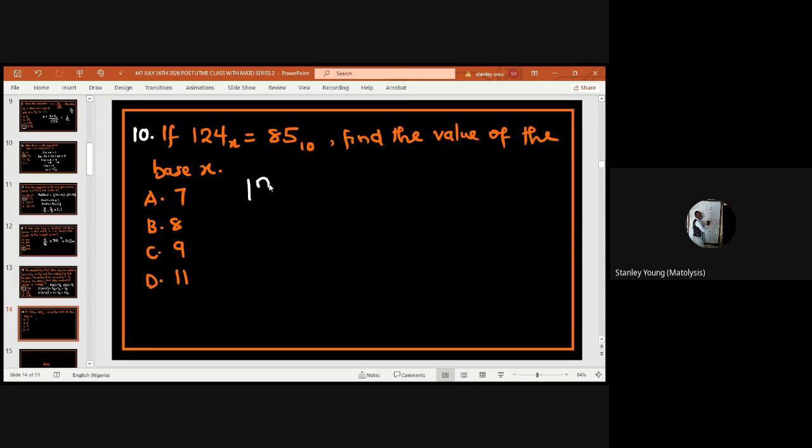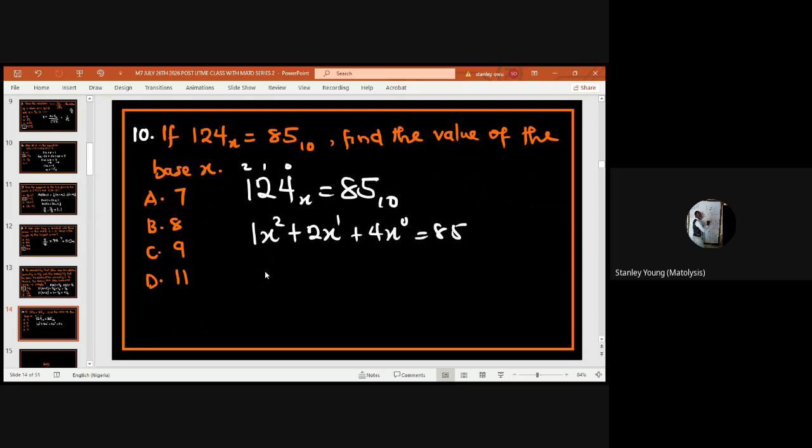We have 124 base x equals 85 base 10. Our job is to convert this to base 10. And how do you do that? You label the digits from the top as 0, 1, 2. So this is going to be 1 times x squared plus 2 times x raised to 1 plus 4 times x raised to 0 equals 85. So you have x squared plus 2x plus 4 equals 85. So x squared plus 2x equals 85 minus 4, that's 81. So you have to solve this quadratic equation.